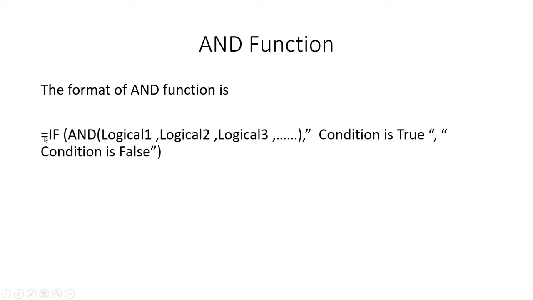In the formula bar, you must write the equal sign and then write the IF statement, open bracket, and then write the AND function, open bracket, logical 1, comma, logical 2, and logical 3, and so on. Close bracket, and then if all these conditions are true, the output here will be true. Otherwise, the output here will be false.